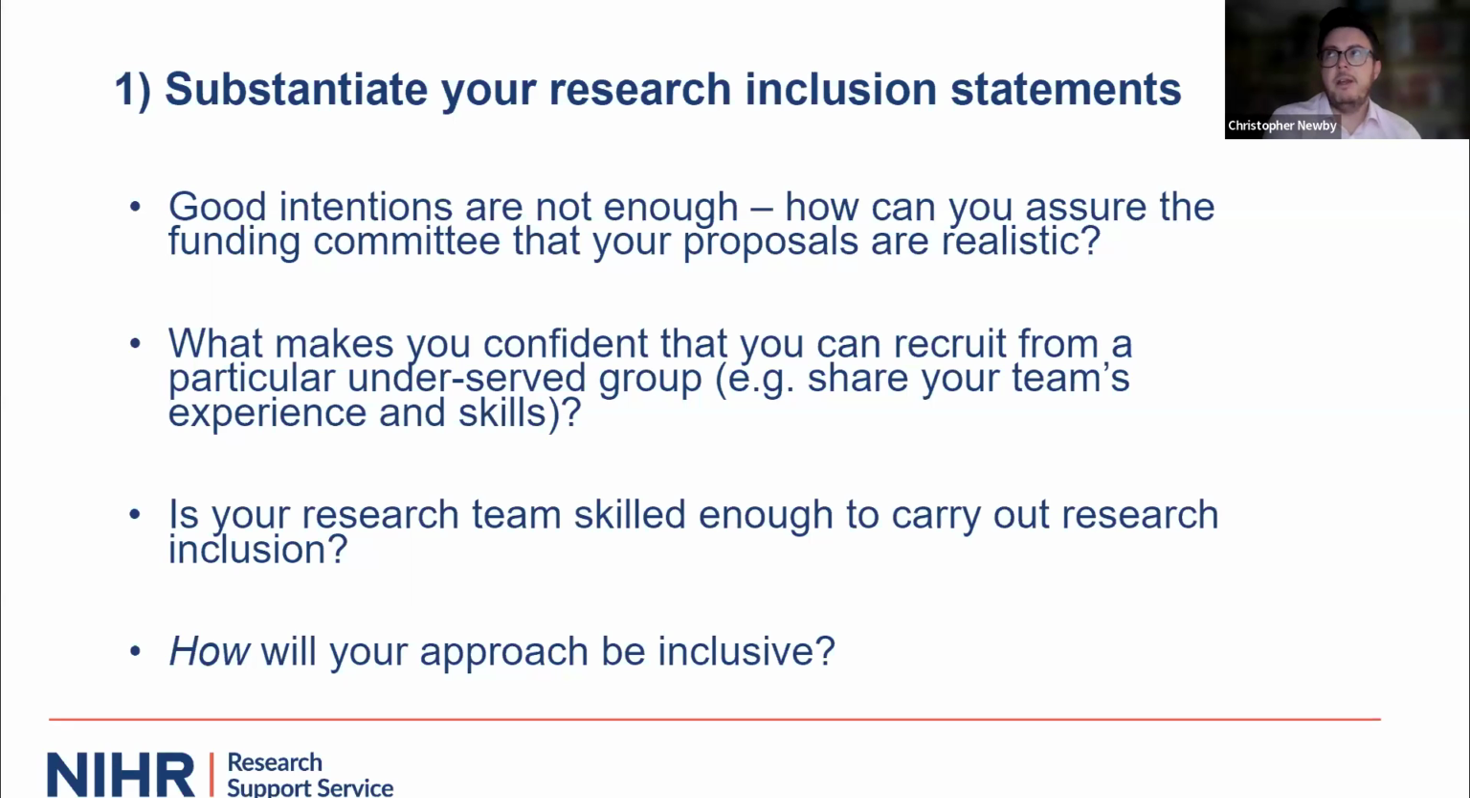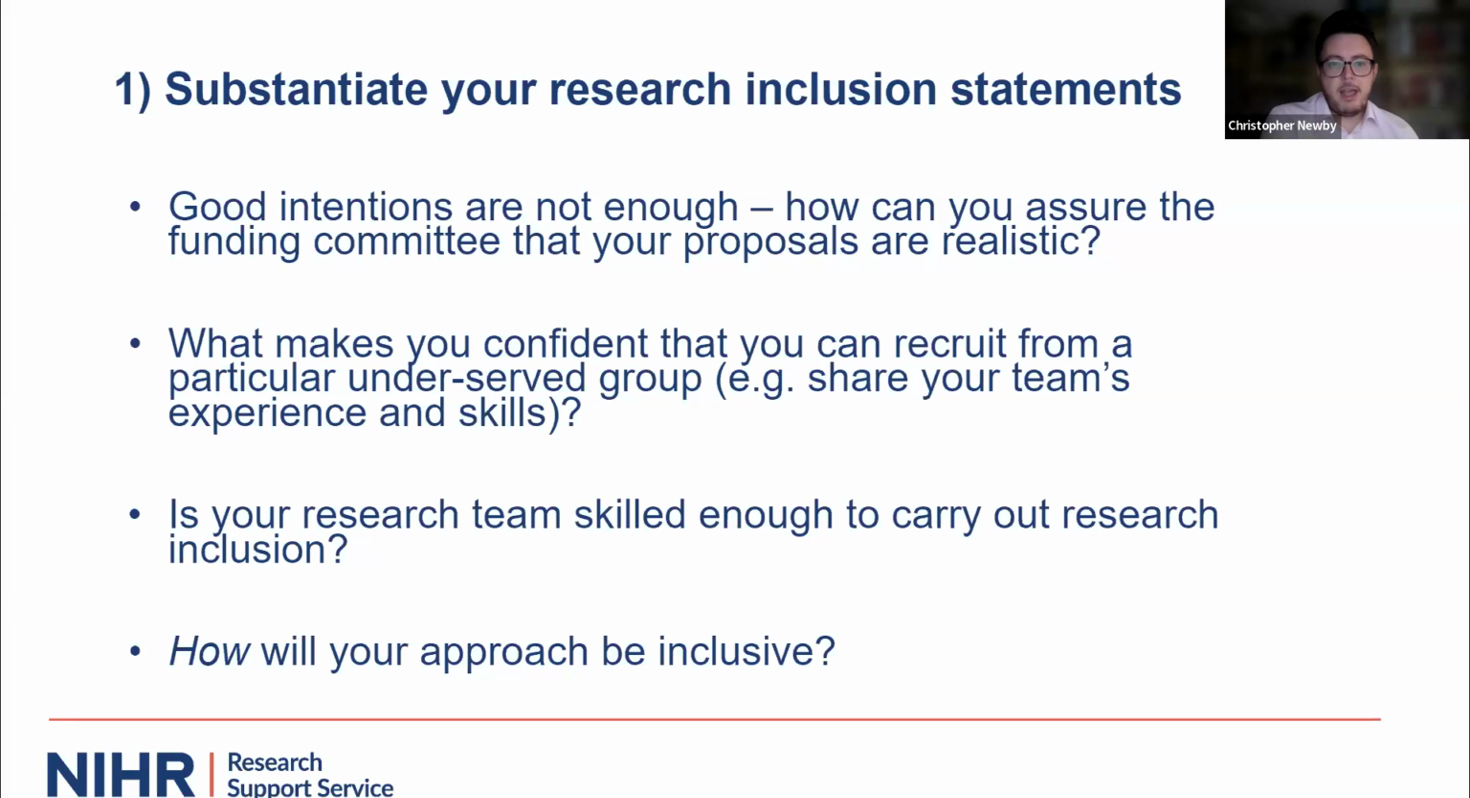So the first one is to substantiate your research inclusion statements. A lot of researchers have good intentions, and we see in the applications that they say, oh, I will recruit a diverse sample, but they don't really explain how they're going to do that, or who's going to do it, or where that's going to happen. So you really need to substantiate that, and during the rest of these ways, you'll find ways to do that, and by looking at the toolkit, you'll be able to help do that.